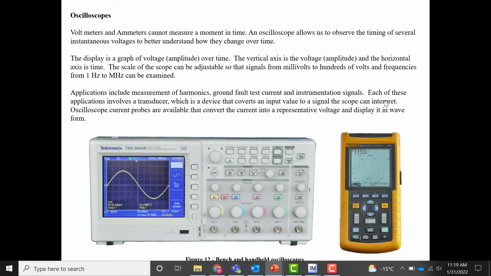One new piece that we're going to talk about now that we're dealing with these electronic circuits is an oscilloscope. So we will be hooking these up in class as well, and we will go through these functions in lab as well, just so you guys know. But voltmeters and ammeters cannot measure a moment in time. So like a sine wave, right? Which again, we're saying was like 17 milliseconds a cycle. Well, these meters can do that, okay?